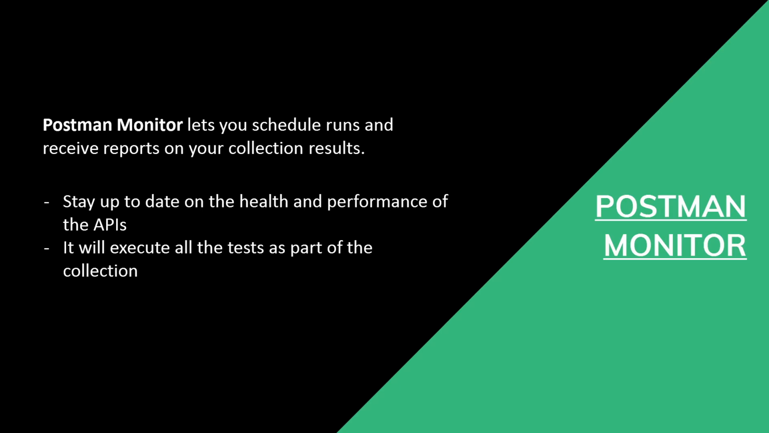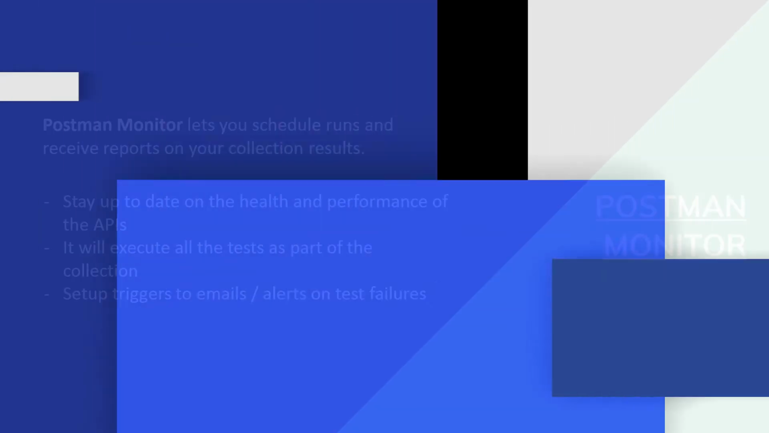When Postman Monitor runs all your requests, it will also execute all the tests that you have created as part of that collection. So if there's any test failure, you can set up triggers via emails or alerts so that you and the team get notified right away. Let's head over to Postman and set up monitoring for our Postman collection.